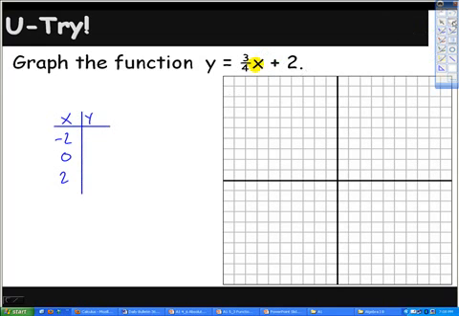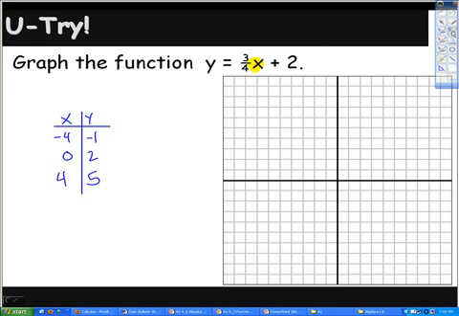Actually, let's use easier values to work with on the fraction. Let's use -4, 0, and 4. Why -4? Well, because 3/4 times -4 is just -3. That gets rid of the fraction rather nicely. -3 plus 2 is -1. 0 just zeroes out the whole thing and gives me 2. If I put in 4, 3/4 times 4 is 3, plus 2 is 5.